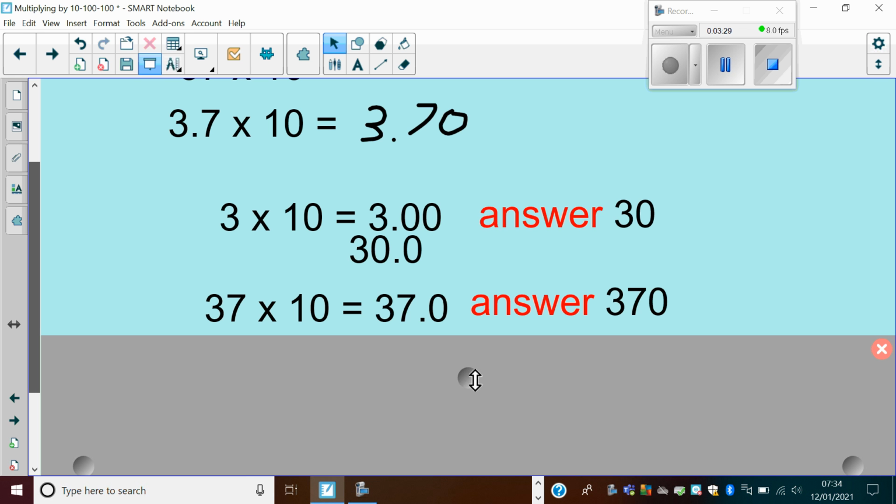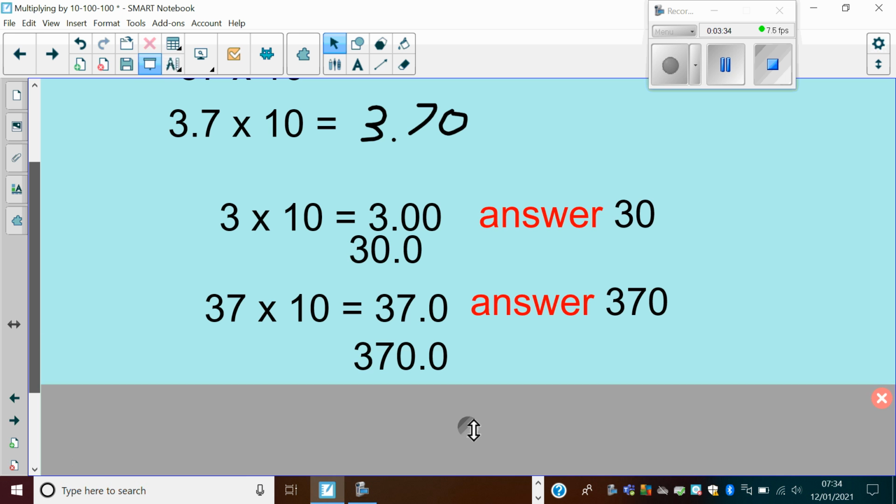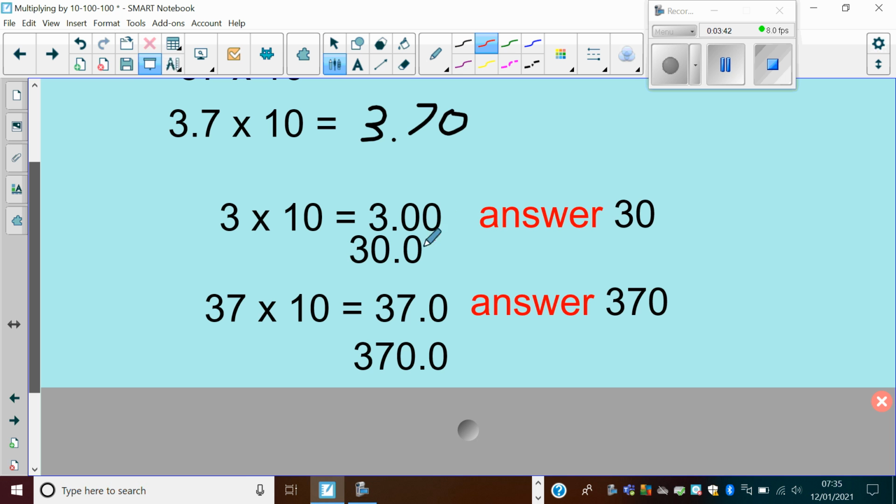37.0. We knew that it was 370, but what we've done, we've lined up a decimal point, moved the 37 one place to the left. So I've moved this 3 one place to the left, and now we have, and we've put in a placeholder 0, look, as we've moved it one place to the left, and we have 370.